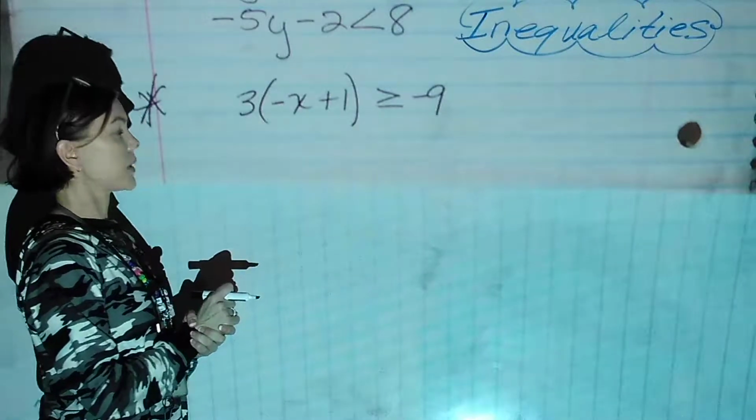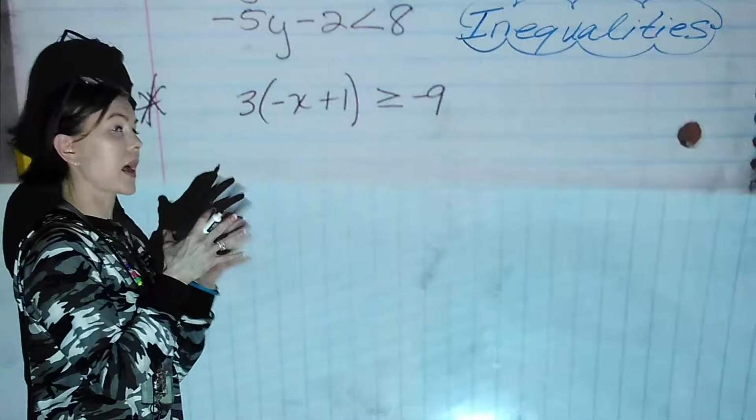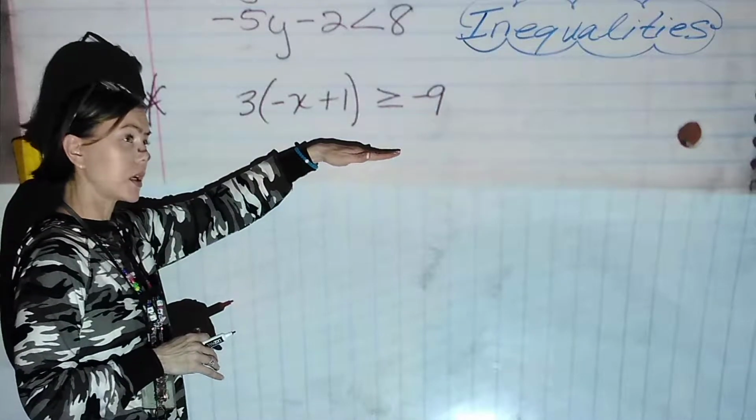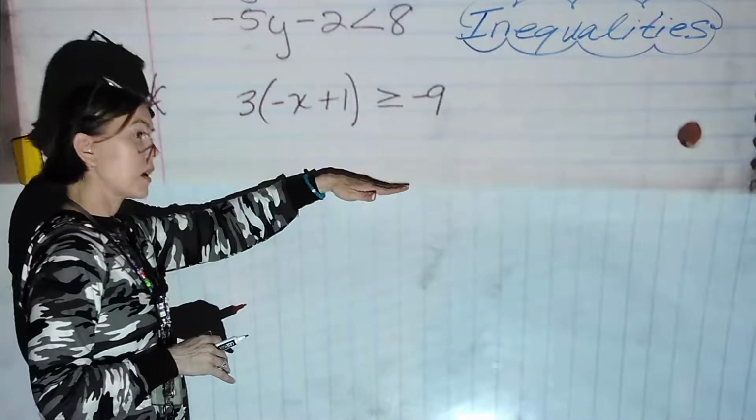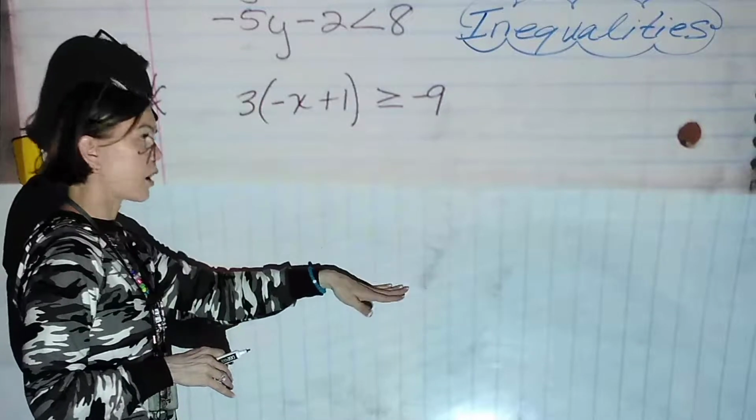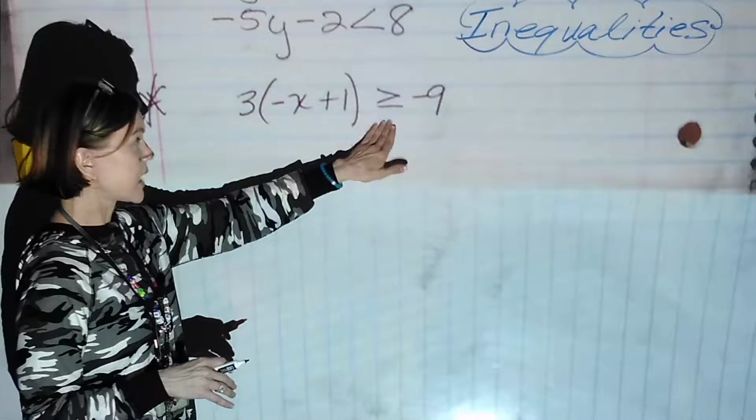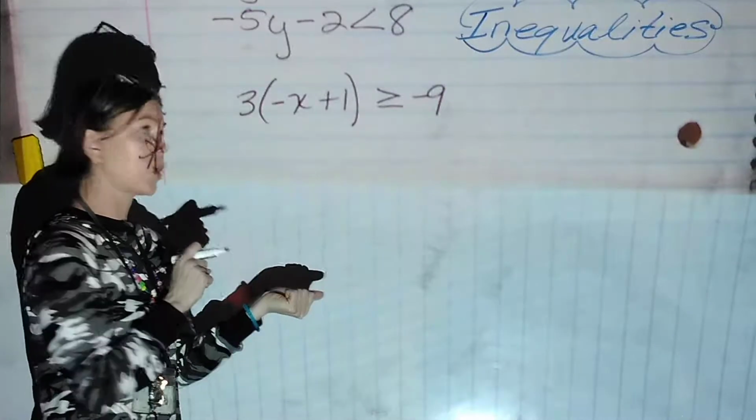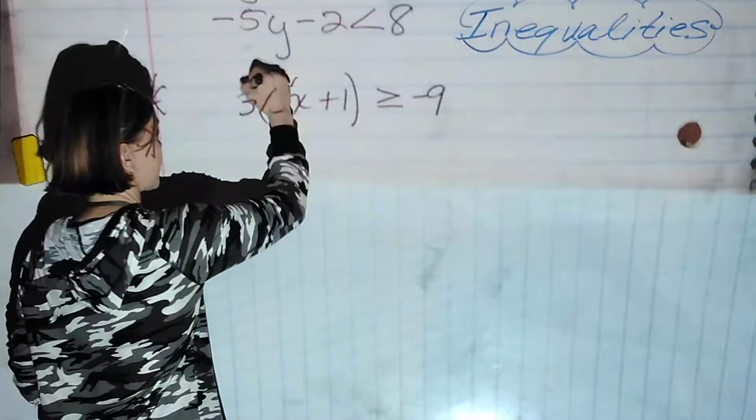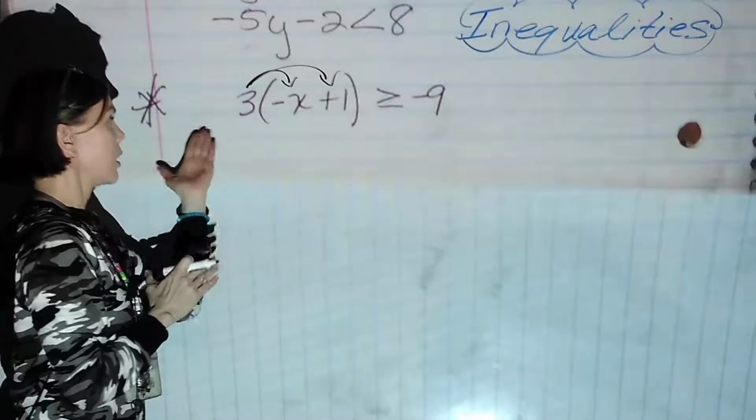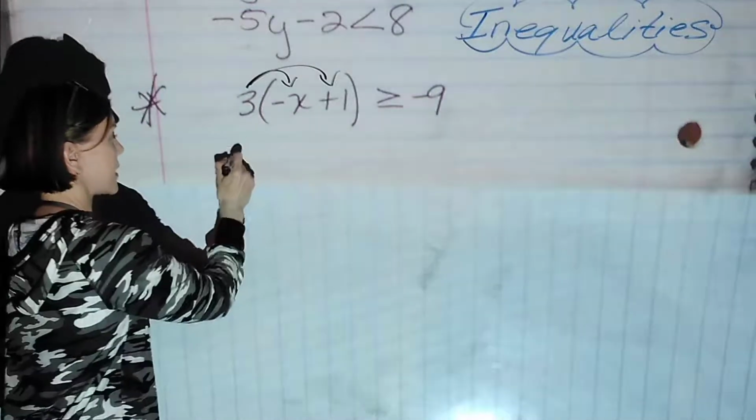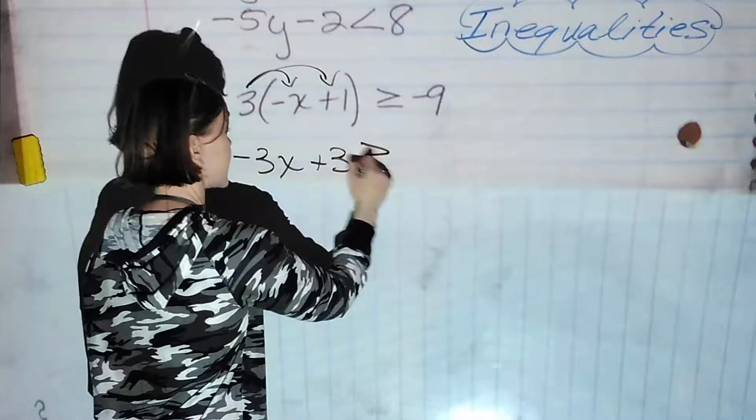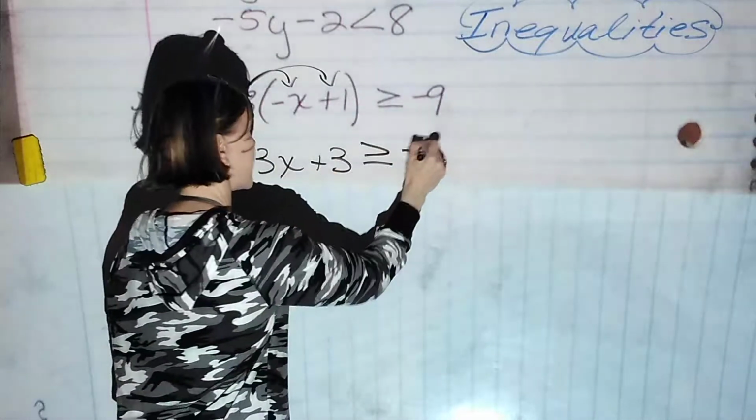So obviously, just like our multi-step algebraic equations, our 4 steps: is there a distributive property opportunity, combine like terms, variables on both sides, and solve for the variable. So again, we're pretending that this is an equal sign and carry on as per usual. So here we have the distributive property, okay? So 3 times -x is -3x. 3 times 1 is a +3. Bring down your inequality symbol, and we have a -9.